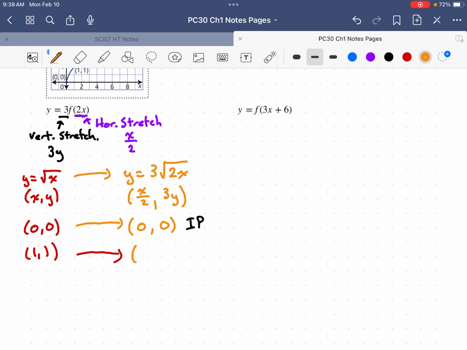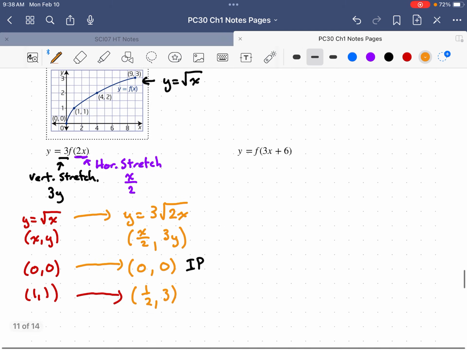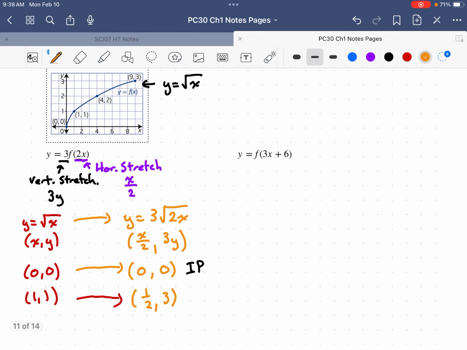It will move to 0.5 or 1/2. I prefer to leave it as a fraction. (1/2, 3). So if I graph that on here, it'll be (1/2, 3). Way up there. No, not even there. (1/2, 3), way up there.